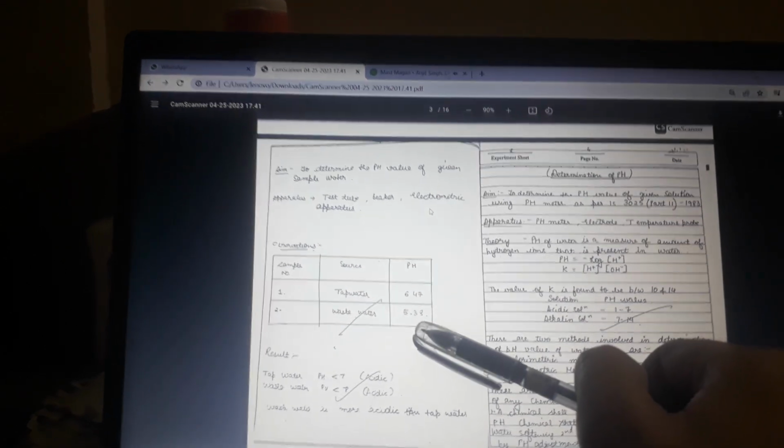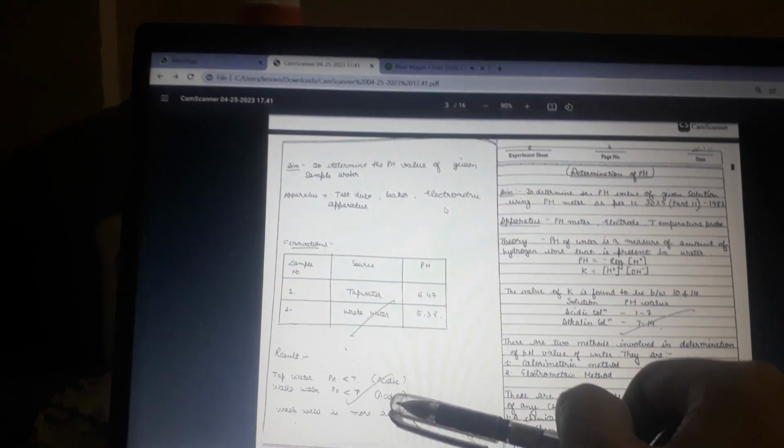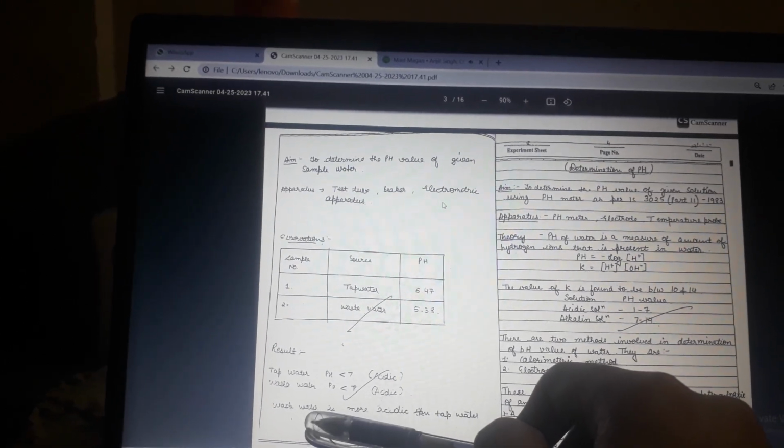Wastewater pH 5.38. Result: tap water pH less than 7, acidic. Wastewater pH less than 7, acidic. Then note here, wastewater is more acidic than tap water.